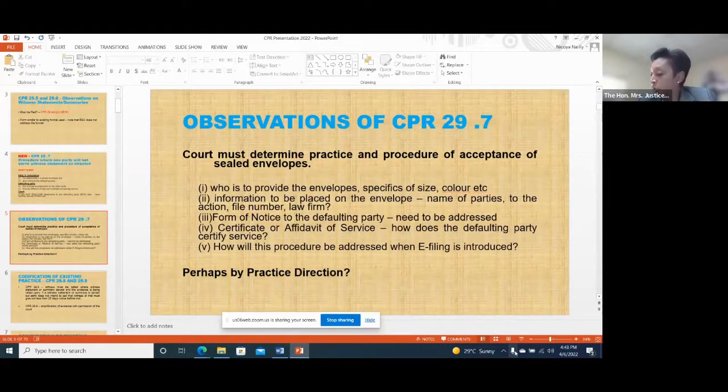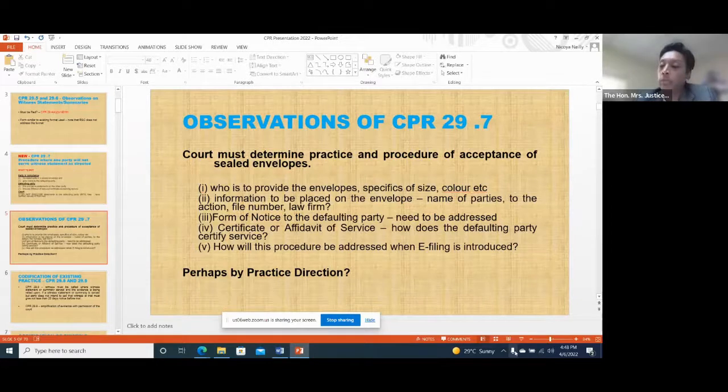The form of notice to the defaulting party needs to be addressed. So what has happened here in the form of notice to the defaulting party? The party in compliance sends a notice saying that I have filed my witness statement. So what exactly does that notice look like? Is it similar to a notice of payment into court? Again, we need to address that. How does the defaulting party certify service? Is it by some certificate or is it an affidavit of service?